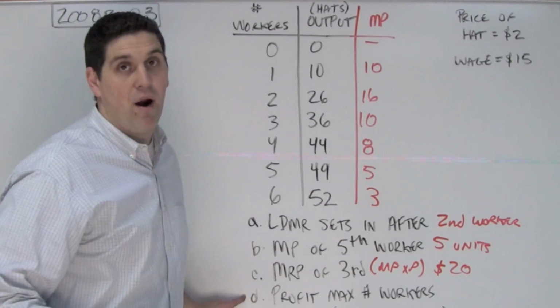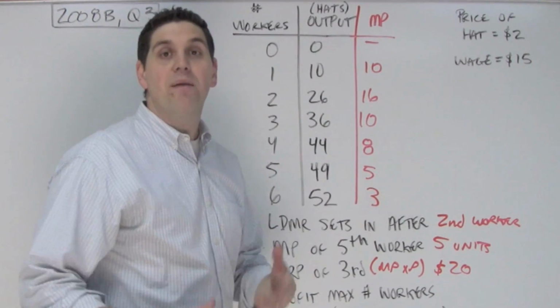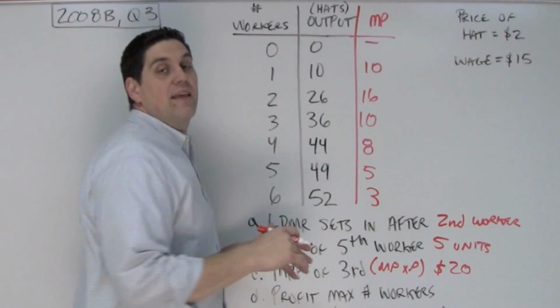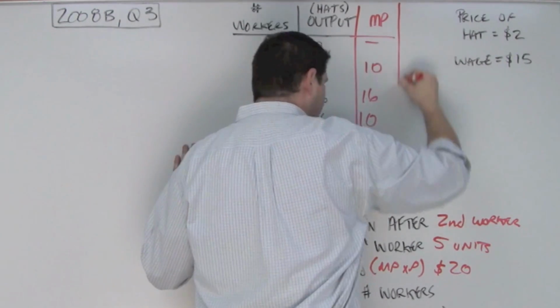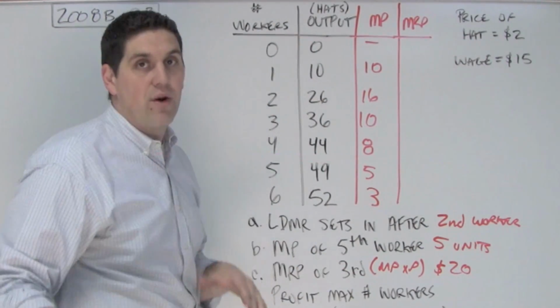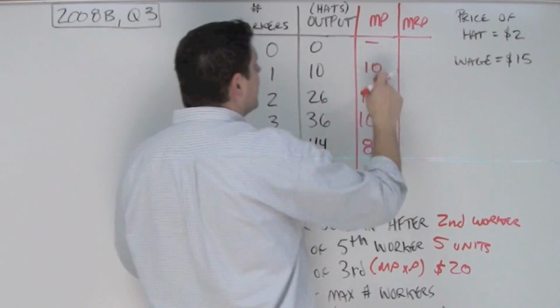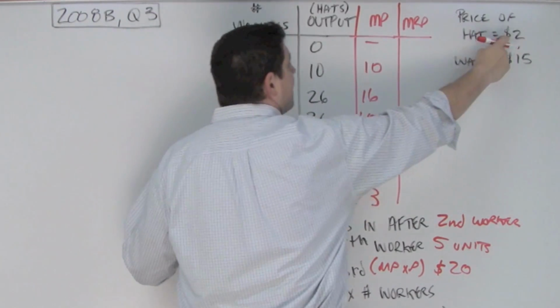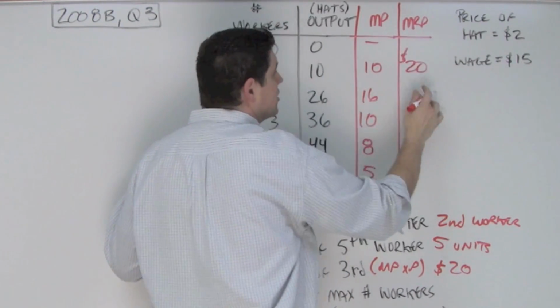Part D is the most important part. How many workers should this firm hire to maximize profit? Now, to get this, we have to calculate the marginal revenue product. The marginal revenue product, as I said before, is the additional revenue generated from each additional worker. So this worker had an additional 10 output. You saw it for $2 each, so the revenue generated is 20.